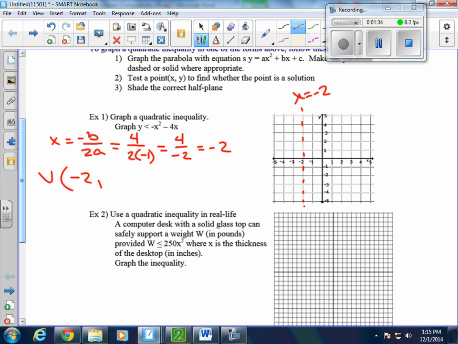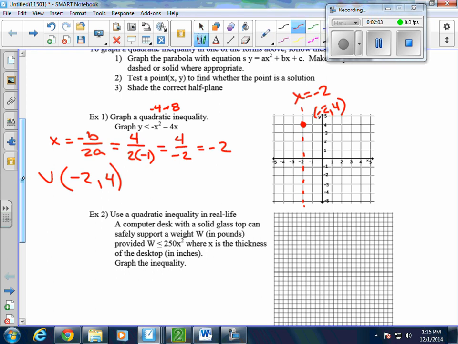Well, you plug in negative 2. Negative 2 squared is 4, so that's going to be negative 4. And if you put in negative 2 there, you're going to get plus 8. So it's going to be negative 2, 4. So there's the vertex. We do know it's going to open down. So let's put in a couple more points.